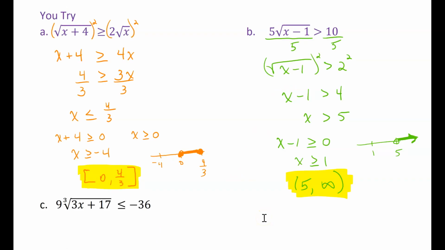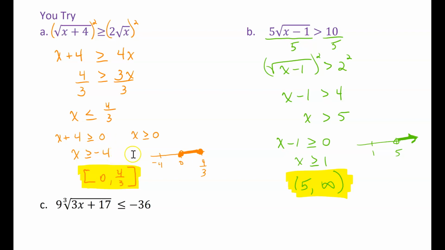Okay, so here's the first 2 you tries. We see over here we end up finding that x is less than or equal to 4 over 3. And then when I go back and check the domains for both of these, in the first one, we do x plus 4 is greater than or equal to 0, which means x has to be greater than or equal to negative 4. Okay.